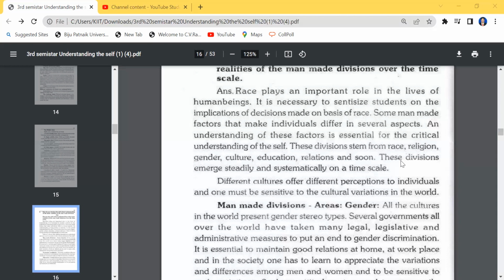The divisions stem from race, religion, gender, culture, education, relation, and so on. These divisions emerge steadily and systematically on a time scale. Different cultures offer different perceptions to individuals, and one must be sensitive to the cultural variations in the world.